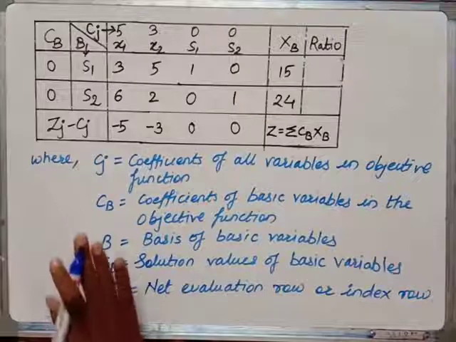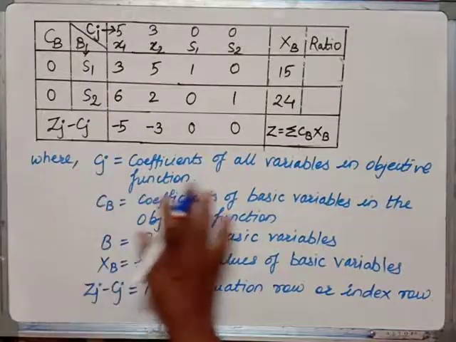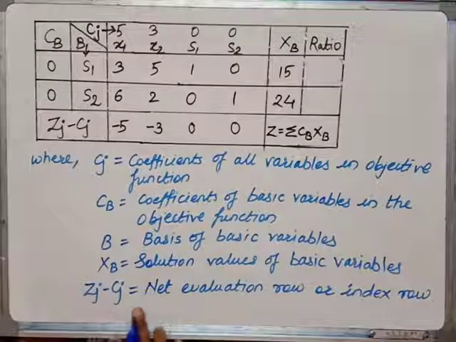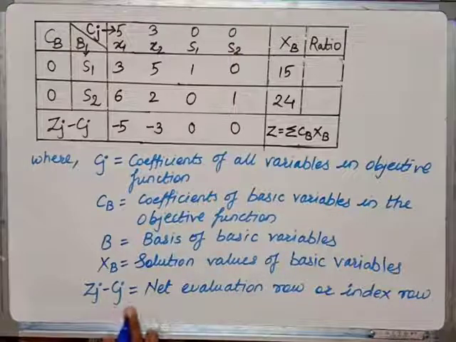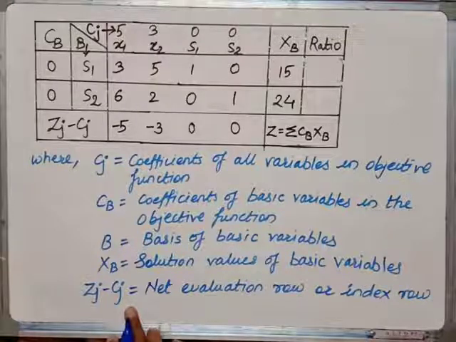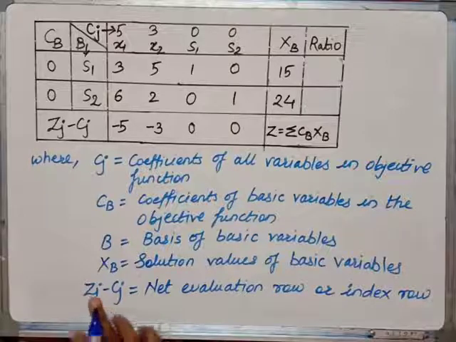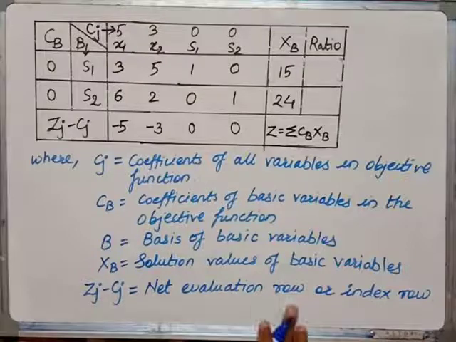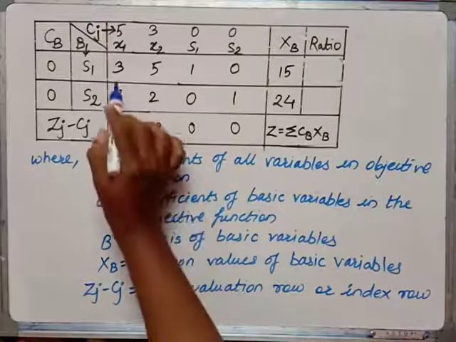For that purpose I am keeping it as it is. I will just rub these things here. Now is it clear to you? Zj minus Cj is very important here to get our next thing, that is pivot column or key column, pivot row or key row. From that one itself we will get our next improved table. All those things are that much important, but this calculation is also important here. Is it clear to you?